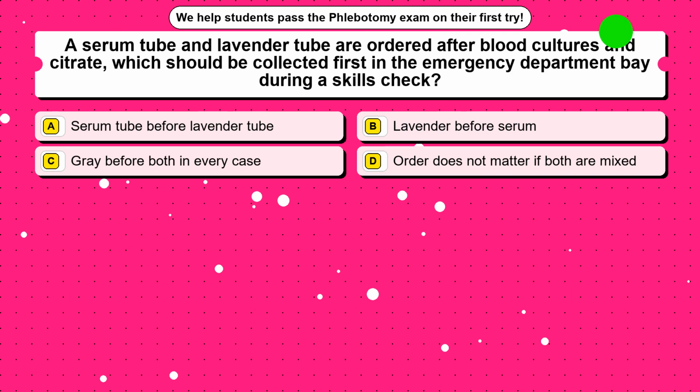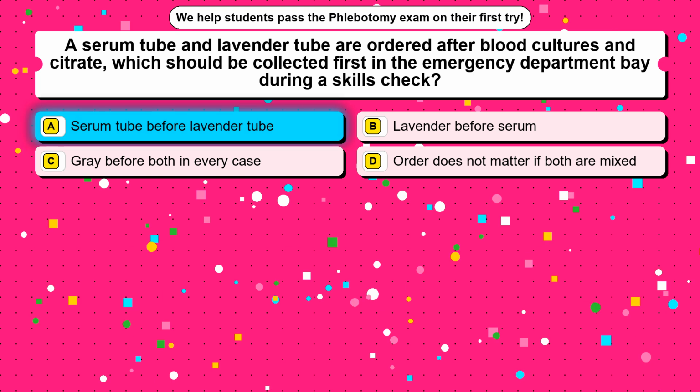Question 91. A serum tube and lavender tube are ordered after blood cultures and citrate, which should be collected first in the emergency department bay during a skills check? Option A. Serum tube before lavender tube. Option B. Lavender before serum. Option C. Gray before both in every case. Option D. Order does not matter if both are mixed.